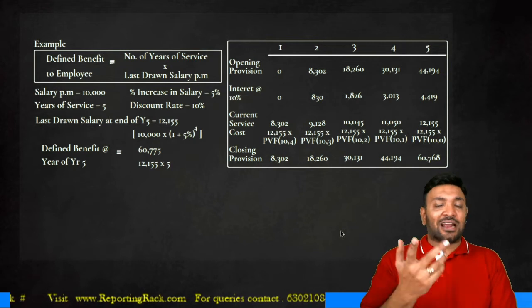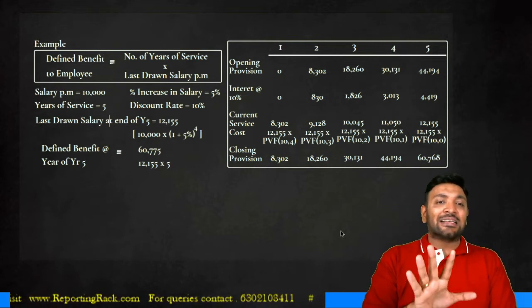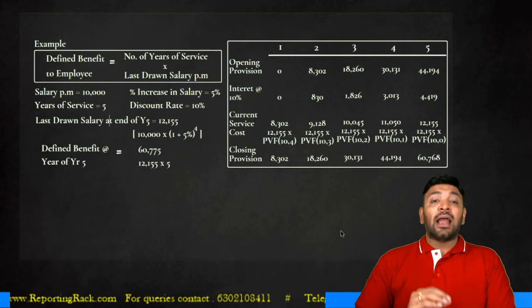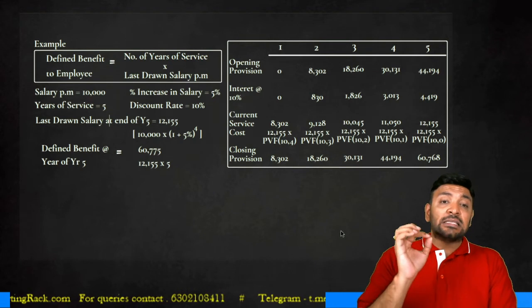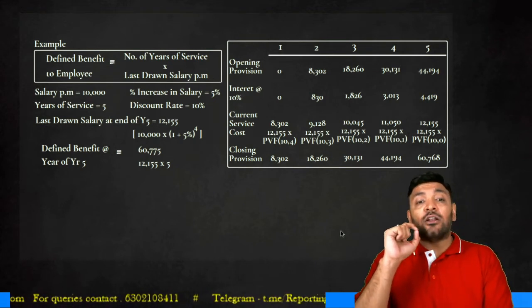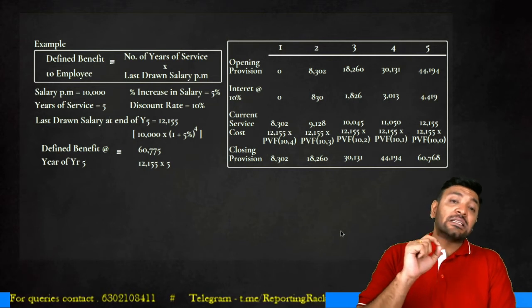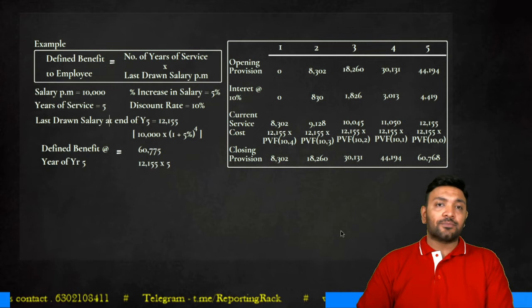I don't know whether it is 5 or it could be 30 also. But for the purpose of illustration or example, I'm taking it as 5 years. And let's say the discount rate is 10%. So that means the benefits payable to the employee are falling due at the end of the 5th year, based on his last drawn salary into number of years of service, that is 5 years.